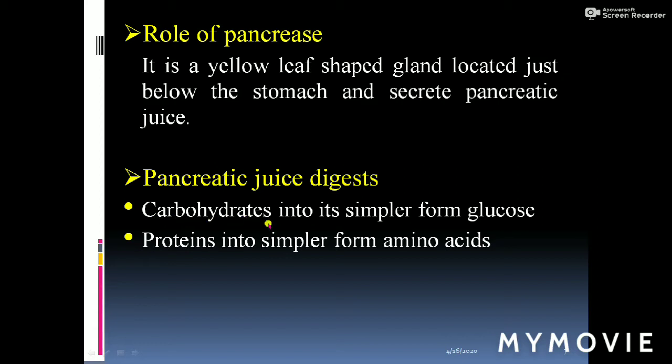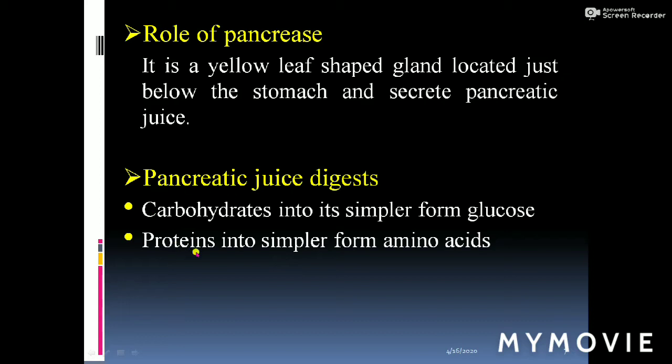Children, you see that carbohydrates are broken down into their simpler form, glucose, and proteins into their simpler form, amino acids. It means this is the breaking down of these into their simpler forms. So what is digestion? Digestion of carbohydrates and proteins takes place through pancreatic juice. That all happens in the small intestine.